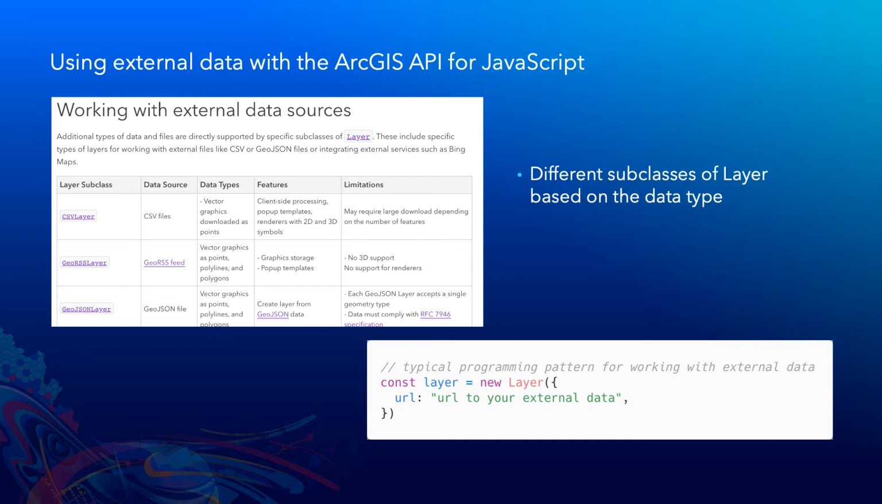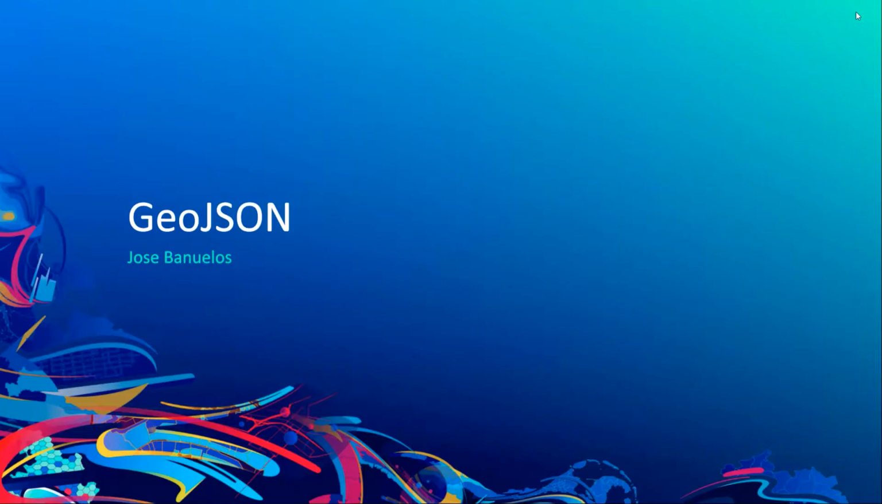So now I'm going to pass it off to Jose, who will talk to us about the GeoJSON layer type. Thanks, Anne, for that wonderful introduction. In this section, we will discuss what GeoJSON is, a little history and its features. We will then dive into how we can use this data format with the ArcGIS API for JavaScript to take advantage of its features.